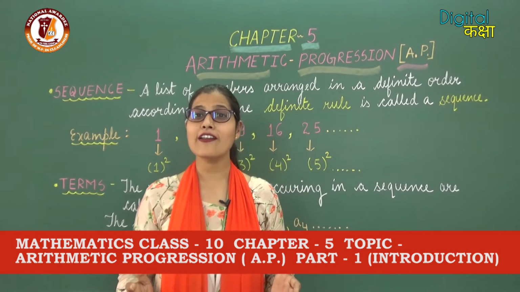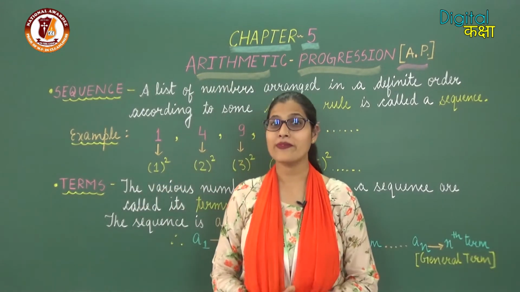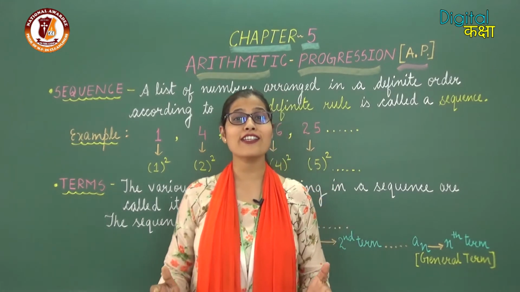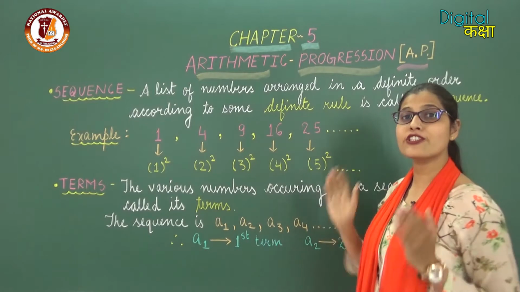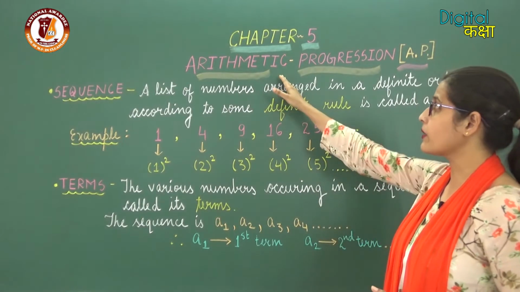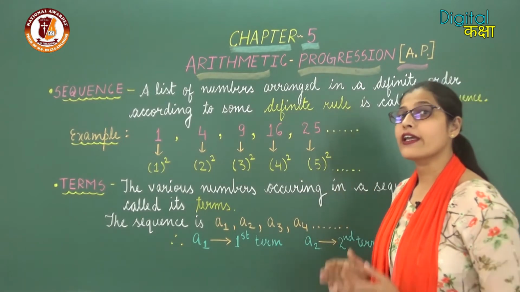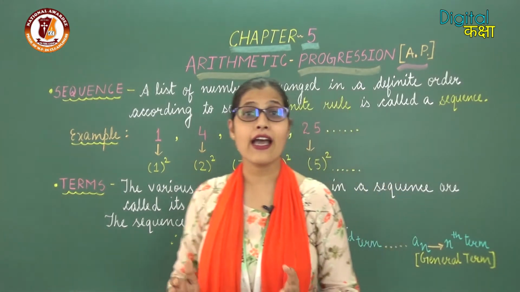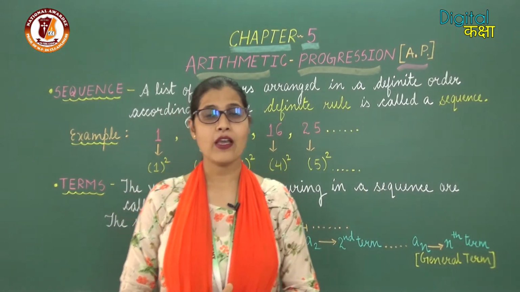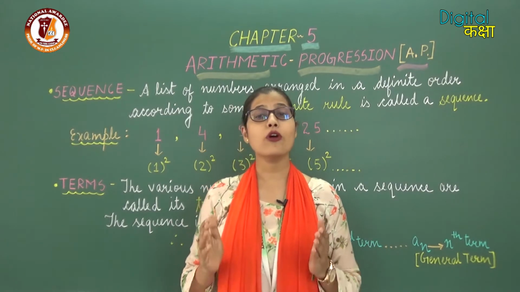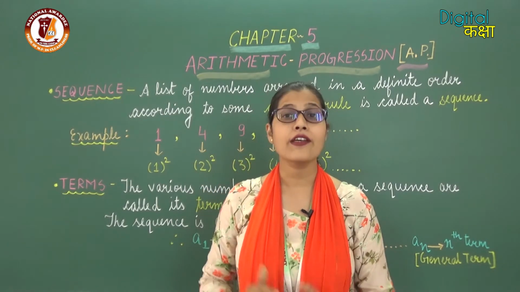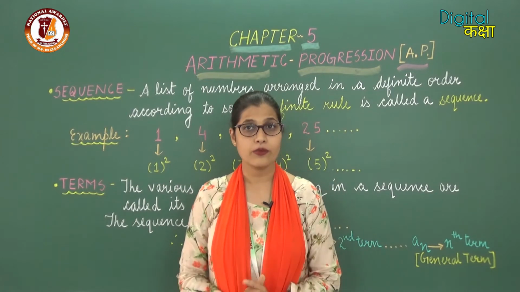Today we will be learning something new. That is, we will be starting with chapter number 5. The name of the chapter is Arithmetic Progression. In short, you can read it as AP. Before starting with the chapter, we must know some of the basic terminologies related to the chapter.